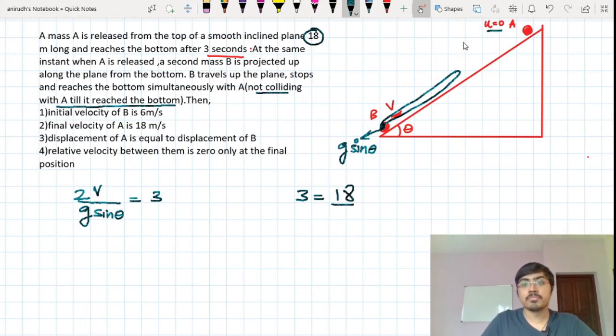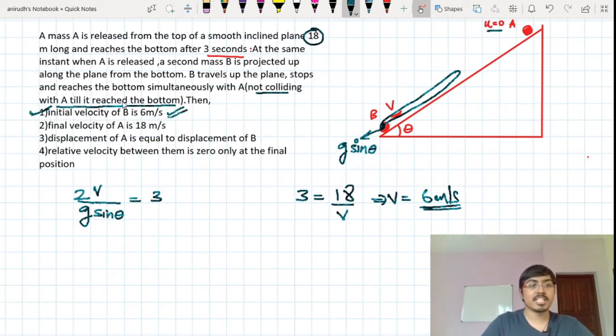Here V is equal to 0 and U is equal to V, so the net is V itself, the initial relative velocity. So therefore I can say V is equal to 6 meter per second. So the initial velocity of B is 6 meter per second. Right away I am getting this option to be correct. So this is a correct statement in this particular question, the initial velocity of B.